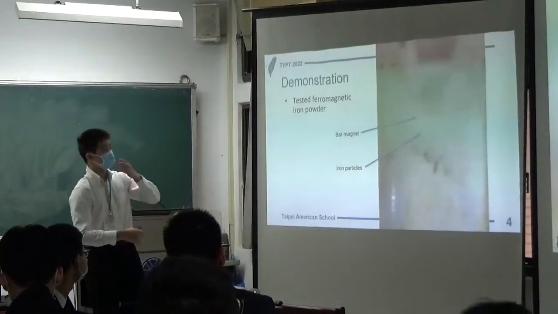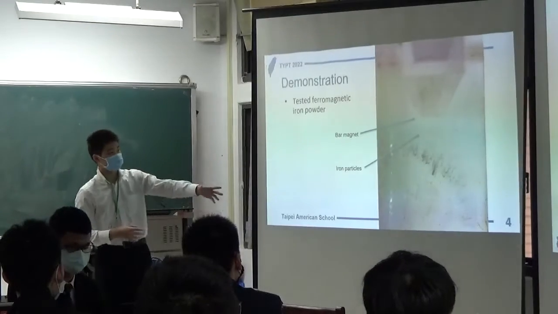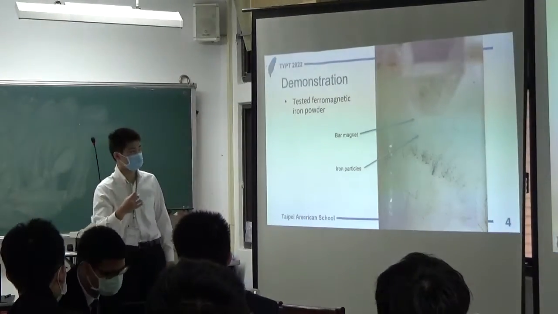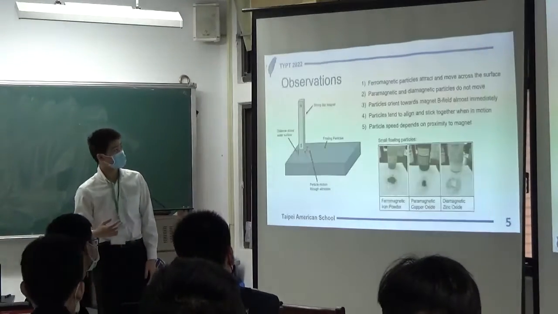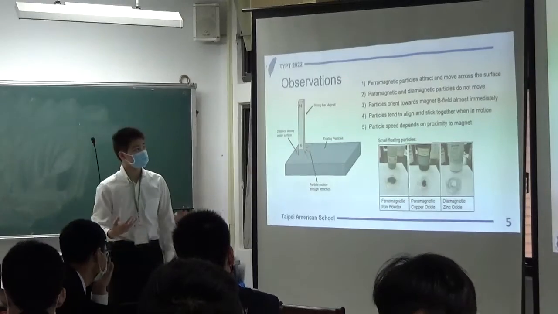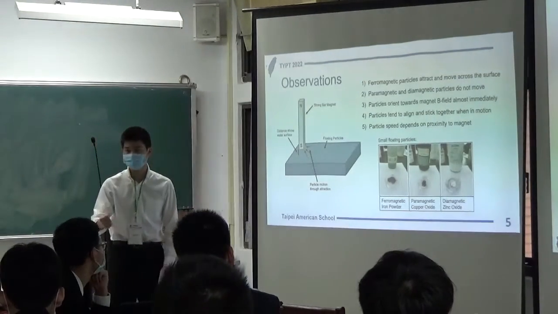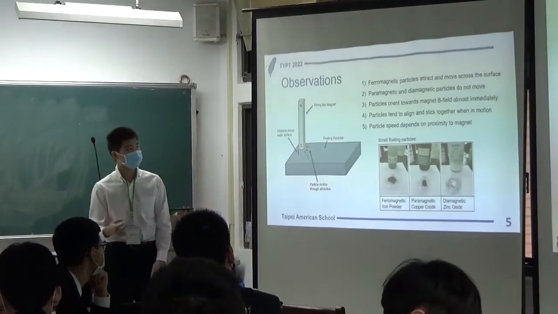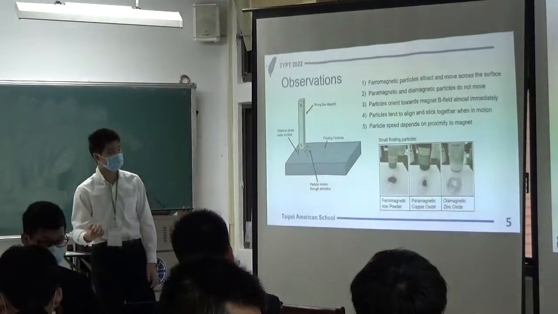First of all, this is a demonstration of ferromagnetic material. In this case, it is iron powder, and it is clearly attracting to the magnet that is suspended above and near the water surface. So you can see it's iron particles moving towards the magnet. As some general observations, ferromagnetic materials attract and move across the surface towards the magnet. However, paramagnetic and diamagnetic particles do not move because of the intrinsic properties of their magnetic attraction.